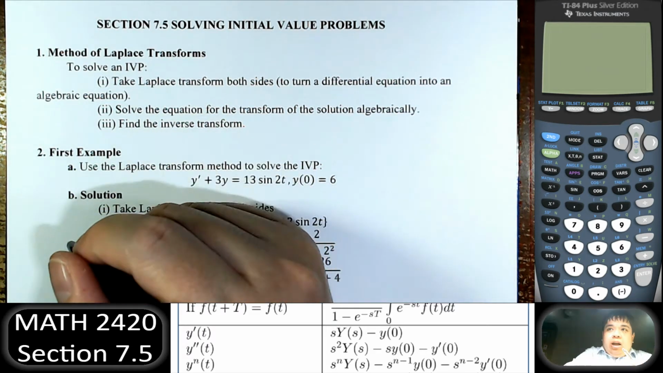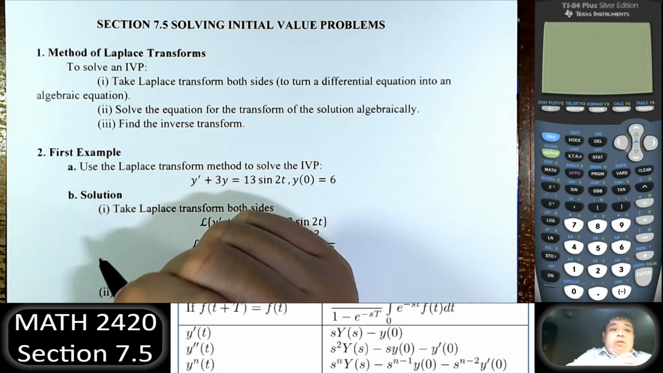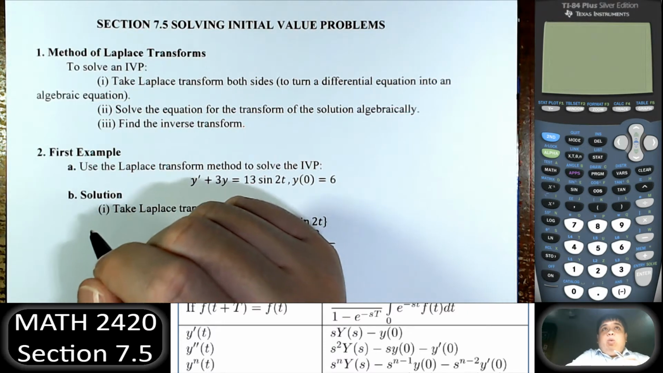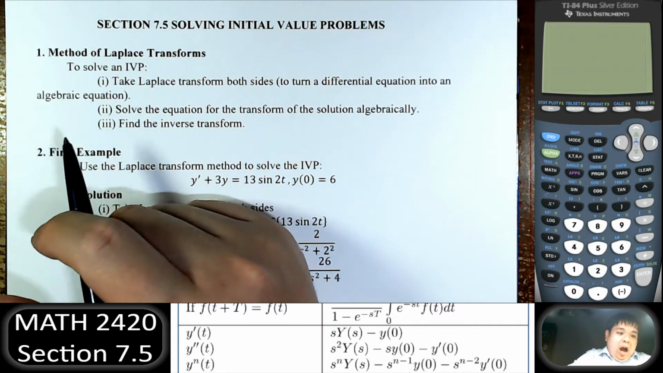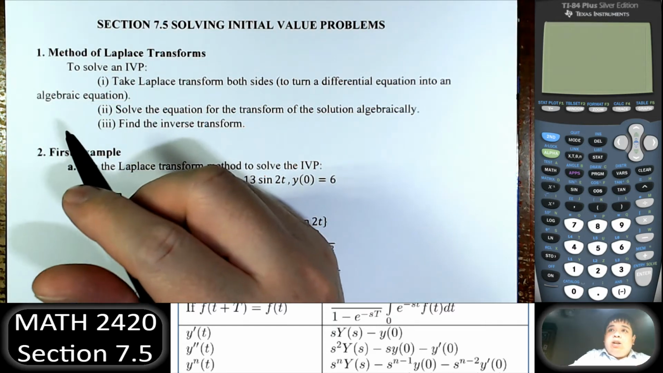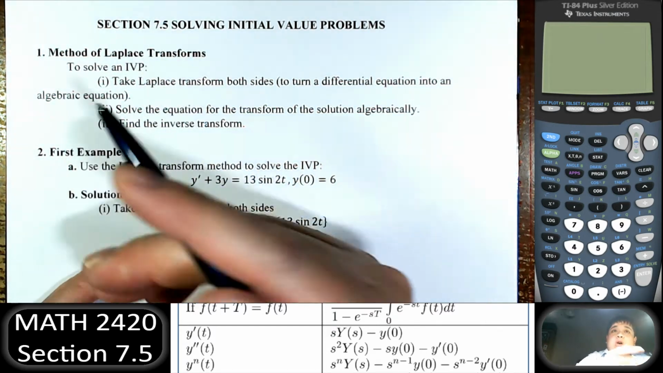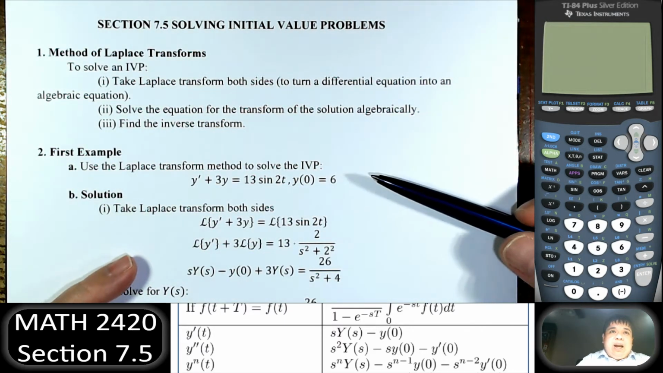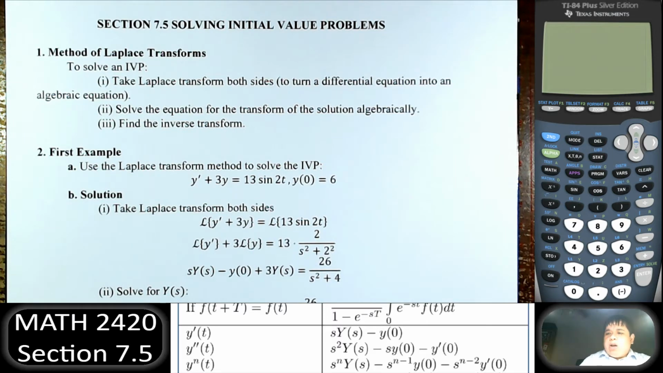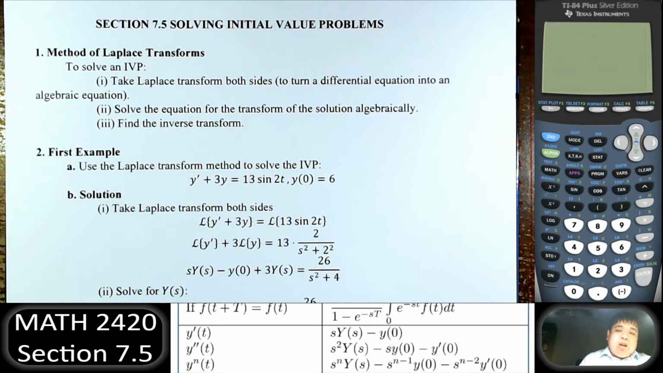Hi everybody, welcome to another video in differential equations, section 7.5, solving initial value problem. So we spent 3 sections in this chapter talking about Laplace transform and then the inverse Laplace transform, and then we go to the question, what does that have to do with differential equation? Well, we're going to answer that question here.